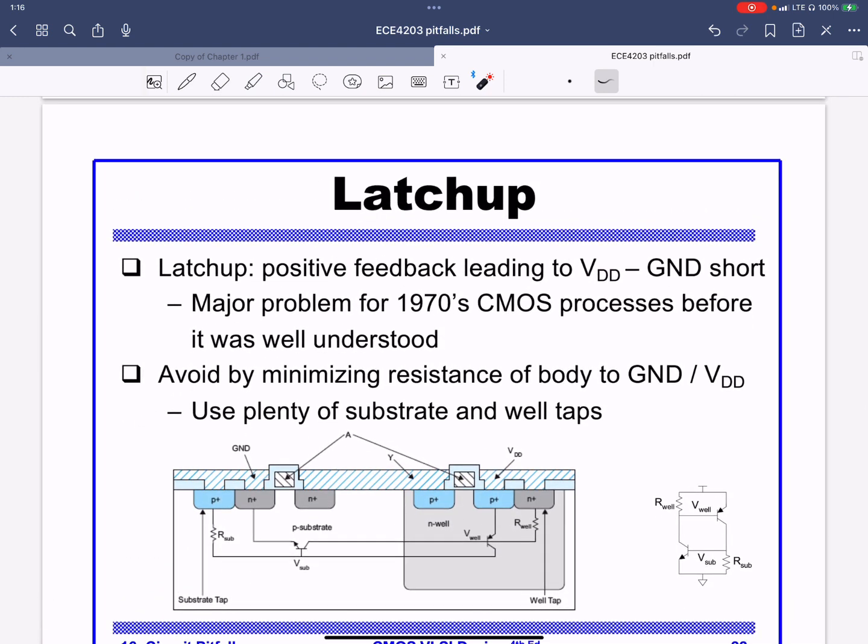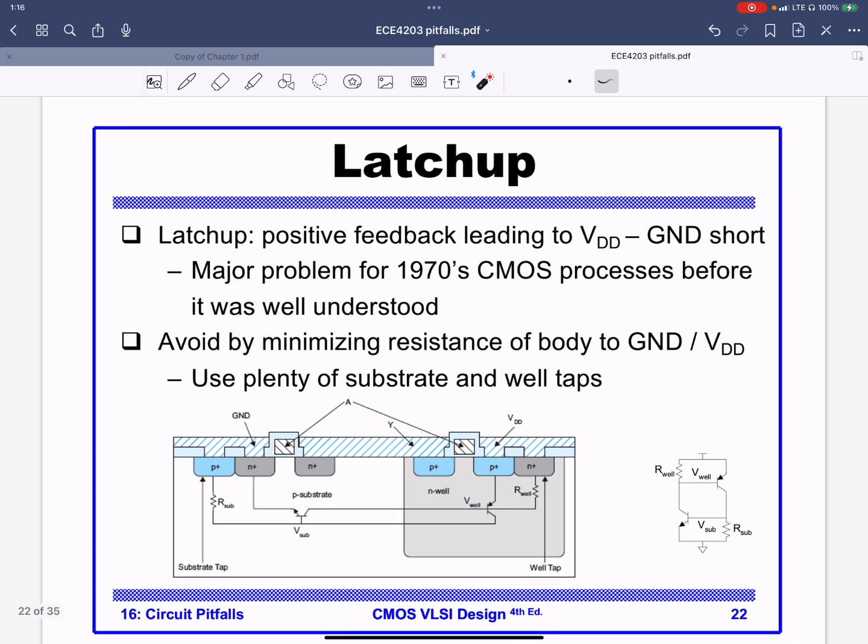Latch up, I haven't seen this effect. This is just something maybe it's good for you guys to know. I'll go over it really quickly, but again, I haven't seen latch up, thank God, on any of the projects that I've worked on. The idea behind latch up is just because of the nature of having an NMOS and a PMOS in the same substrate.